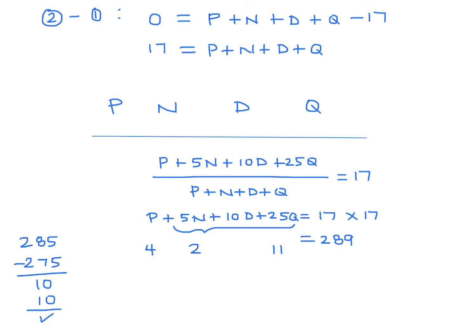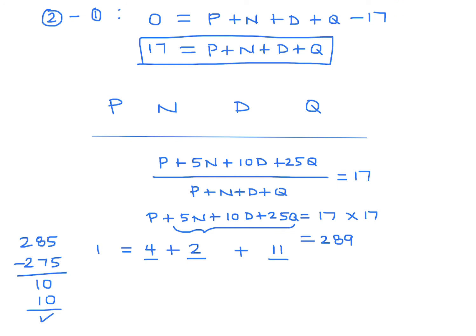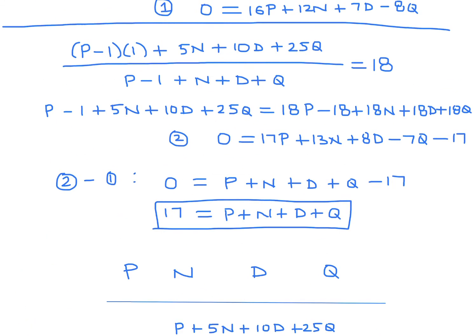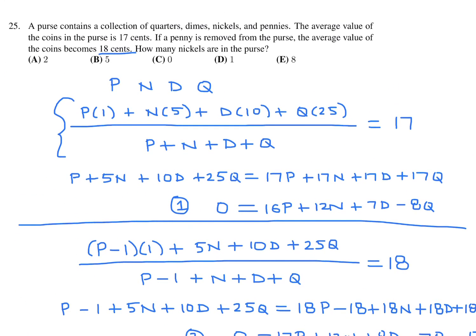But I've got to figure out this in a way so that my coins equal 17, the number of coins. Let's see. 4 pennies, 2 nickels, 11 quarters. That is 6 plus 11. That is 17 coins. Great. I think I've done it without too much pain and suffering. So there you go. We've got 4 pennies, 2 nickels, 0 dimes, and 11 quarters. And what they wanted us to figure out in this question was the number of nickels, and that's 2. So therefore, number 25, the answer is A.